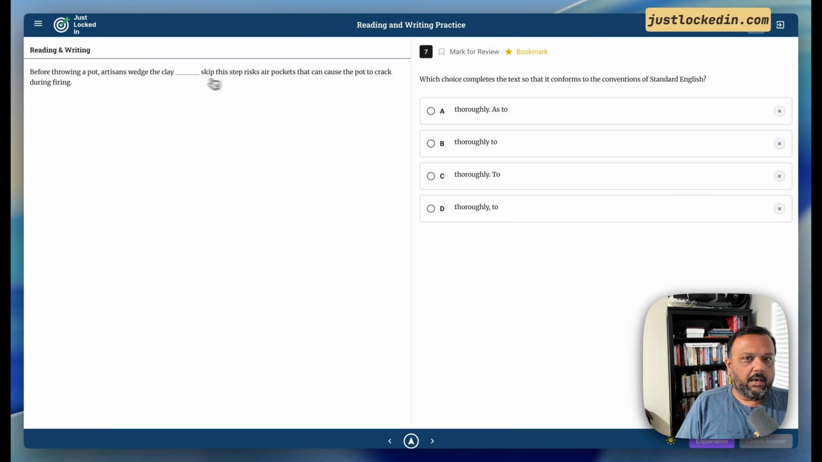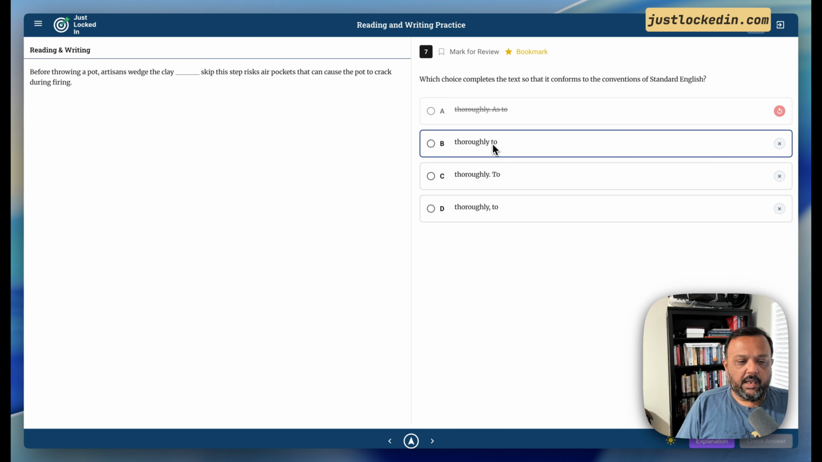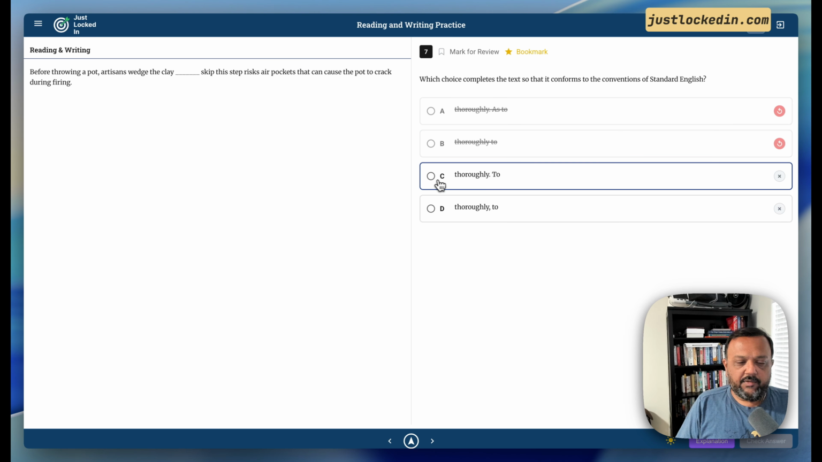"As to" is not correct. Okay, so if you look at this, "as to skip this step risks air pockets that can cause the pot to crack during firing" doesn't make sense as a sentence. Okay, so I'm gonna strike this out. So given the other things, right, so this is a run-on, no punctuation between the two independent clauses. This one is valid. We make two independent sentences. So this one is a comma splice. All right, so this is invalid too.